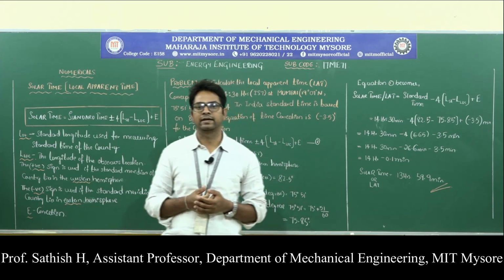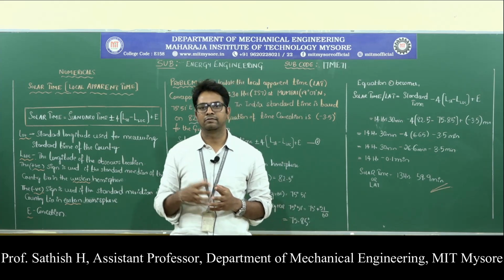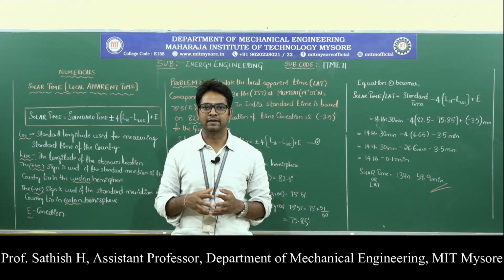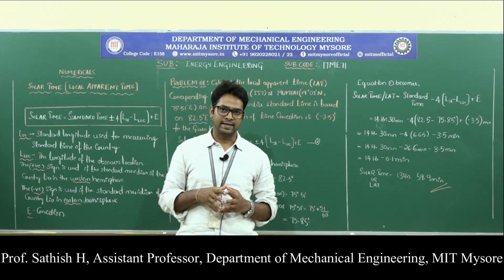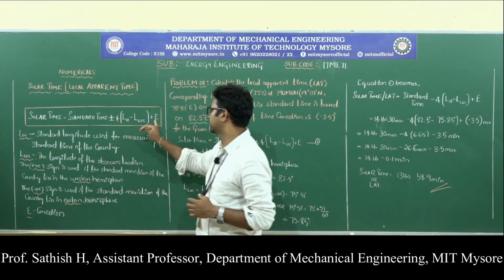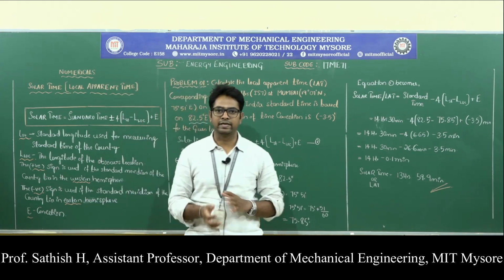The negative sign is used when the standard meridian of the country lies in the eastern hemisphere. For example, if you take India, it is an eastern country, so you have to take the negative sign. And the capital letter E, that is plus E, stands for correction. That would be given in the problem.